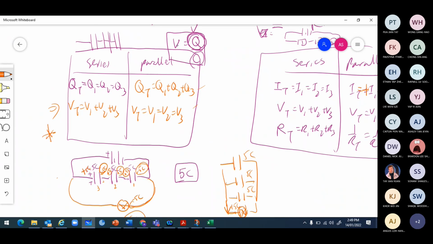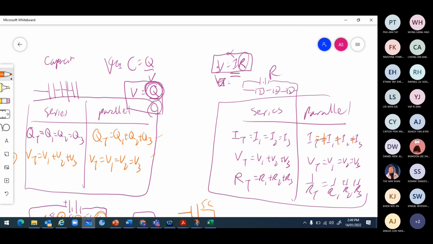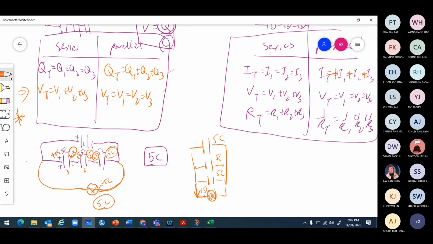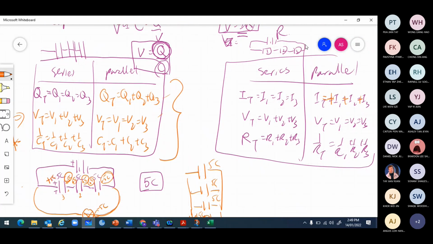Capacitance, you see the formula here, V and C are inversely proportional. Here V equals IR, so resistance and V are proportional. So here the equation will be the other way around. For series, 1 over C total equals 1 over C1 plus 1 over C2 plus 1 over C3. In parallel, C total will be C1 plus C2 plus C3. So these are the 6 formulas you need to follow for capacitors in series and parallel.